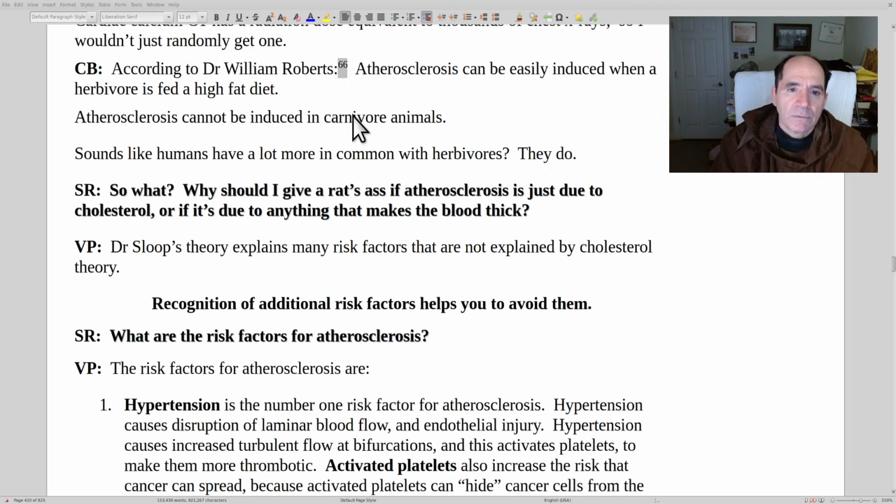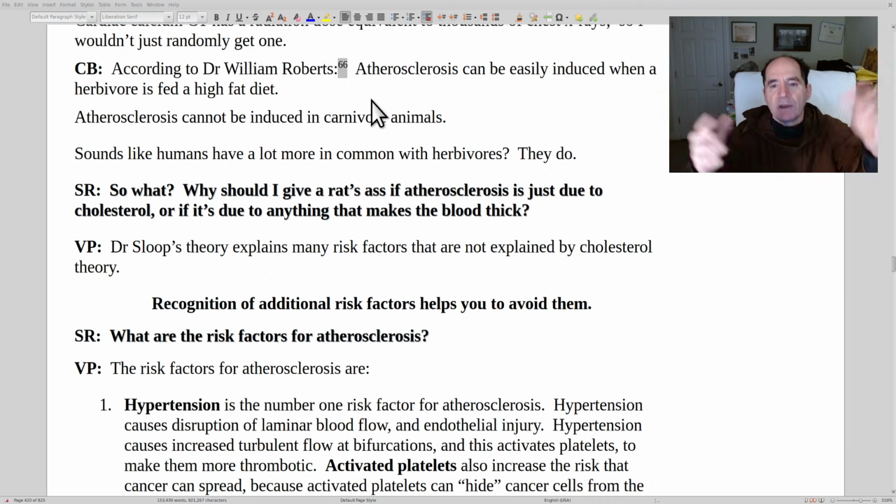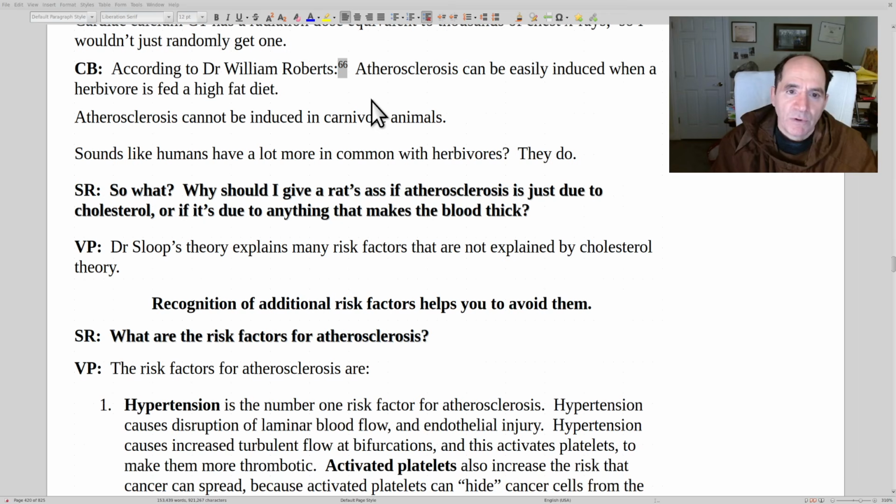Oh, I also, William Roberts says from his research, it's very easy to induce atherosclerosis in a herbivore animal. Just feed them a high-fat diet. He says, but you can't do that in a carnivore animal. And so humans are like the herbivores. And then, why should you care? Well, it's good to have a general idea of atherosclerosis because once you understand it, you can then understand Sloop's theory of atherothrombosis, because you can then understand the other risk factors pretty easily.